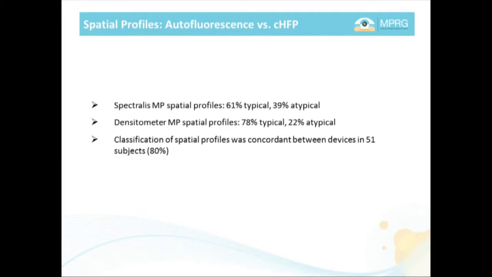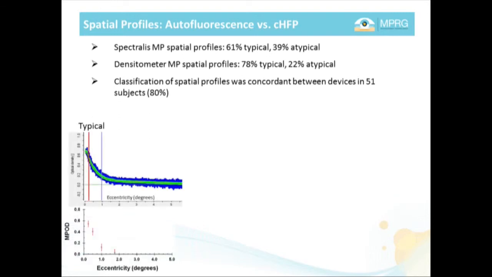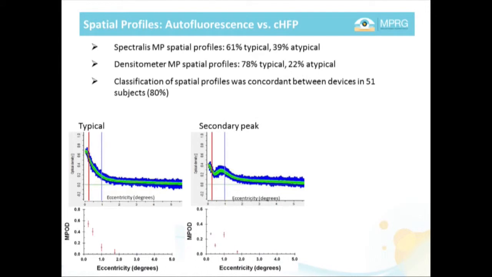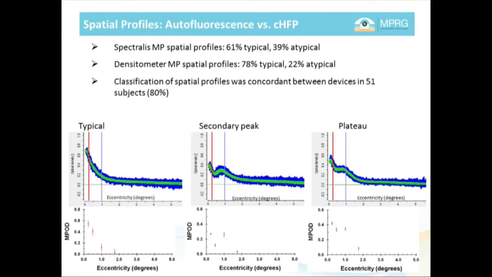So the concordance between the two devices was in 80% of subjects. The Spectralis showed more atypical profiles than the densitometer. So this is what a typical profile looks like. The top is the output we get from the Spectralis. The bottom is the output we get from the densitometer, and you can see they both have this nice slope. The secondary peak, you can see this person peaks out here as well, as they do down here too. And this person has a secondary plateau, which also matches up very nicely.